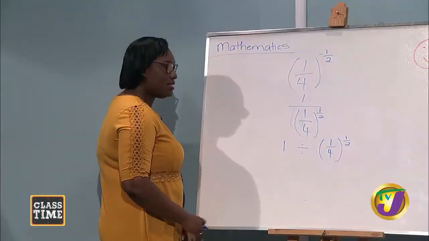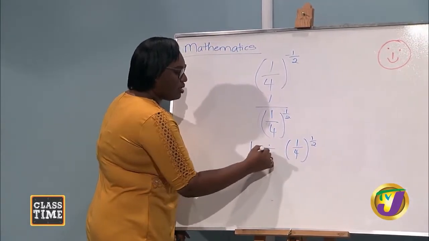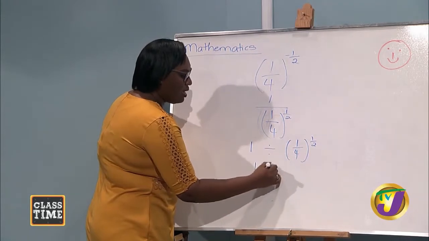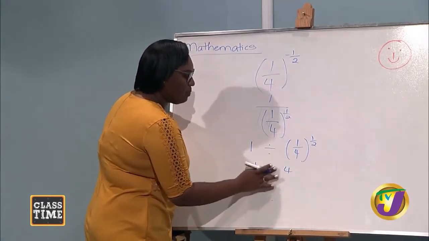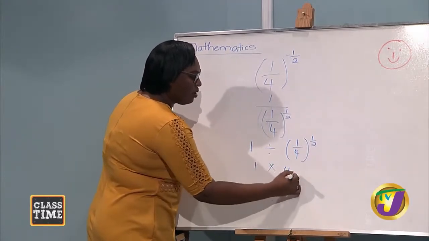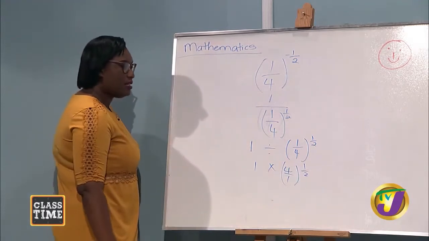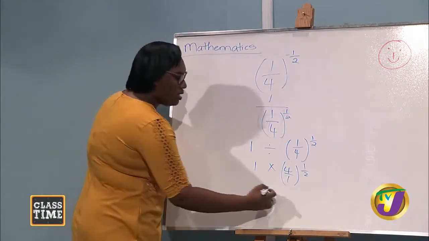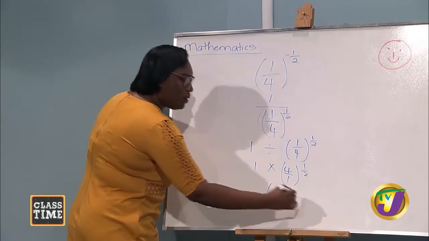All right, so this is the same as saying 1 divided by a quarter. A quarter is the same as saying 1 divided by 4, which becomes 1 multiplied by 4 over 1, raised to the half. Which is the same as saying 1 multiplied by anything, I'm going to get back that result. So that is going to be 4 to the half power.